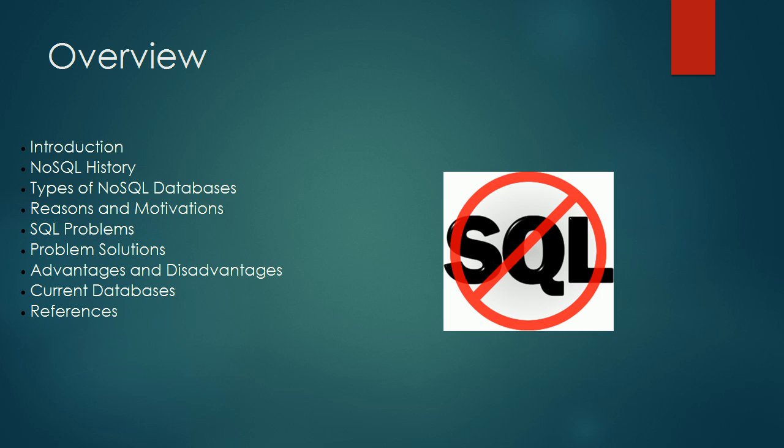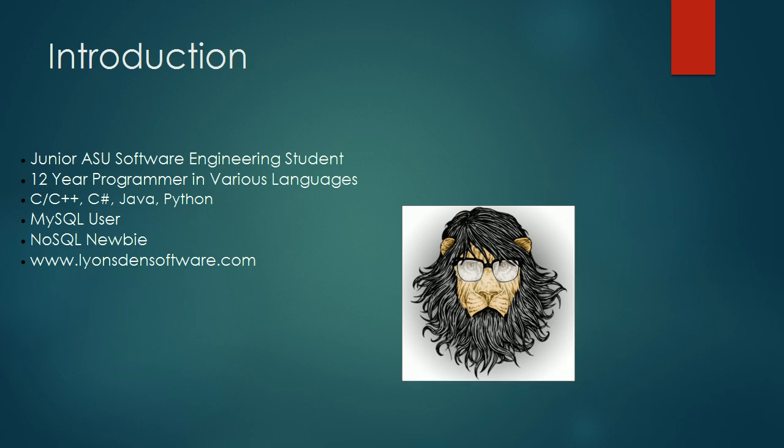First, the obligatory introduction. As mentioned in the beginning, my name is Joshua Lyons. I am in my junior year at Arizona State University with my major in software engineering. I've been programming for roughly the past 12 years in various programming languages. I first started programming when I was a meteorologist in the military. I started programming because I was lazy and wanted a way to automate my daily tasks.